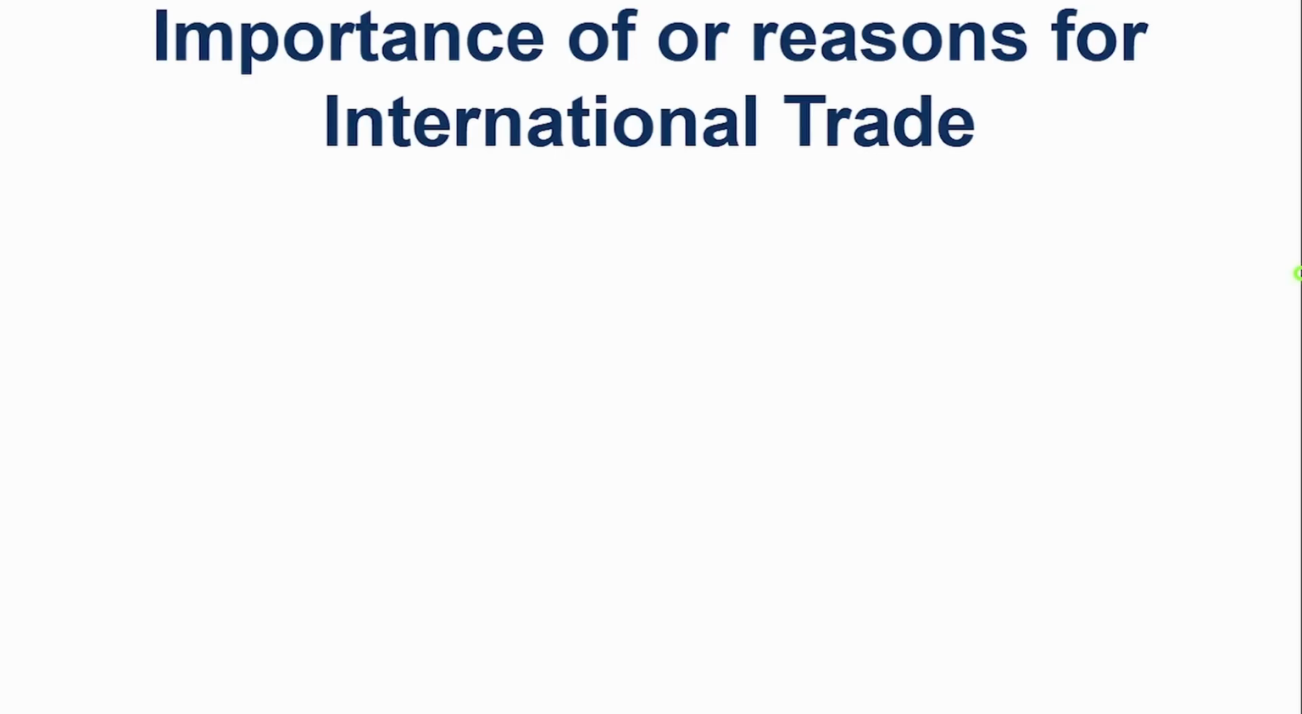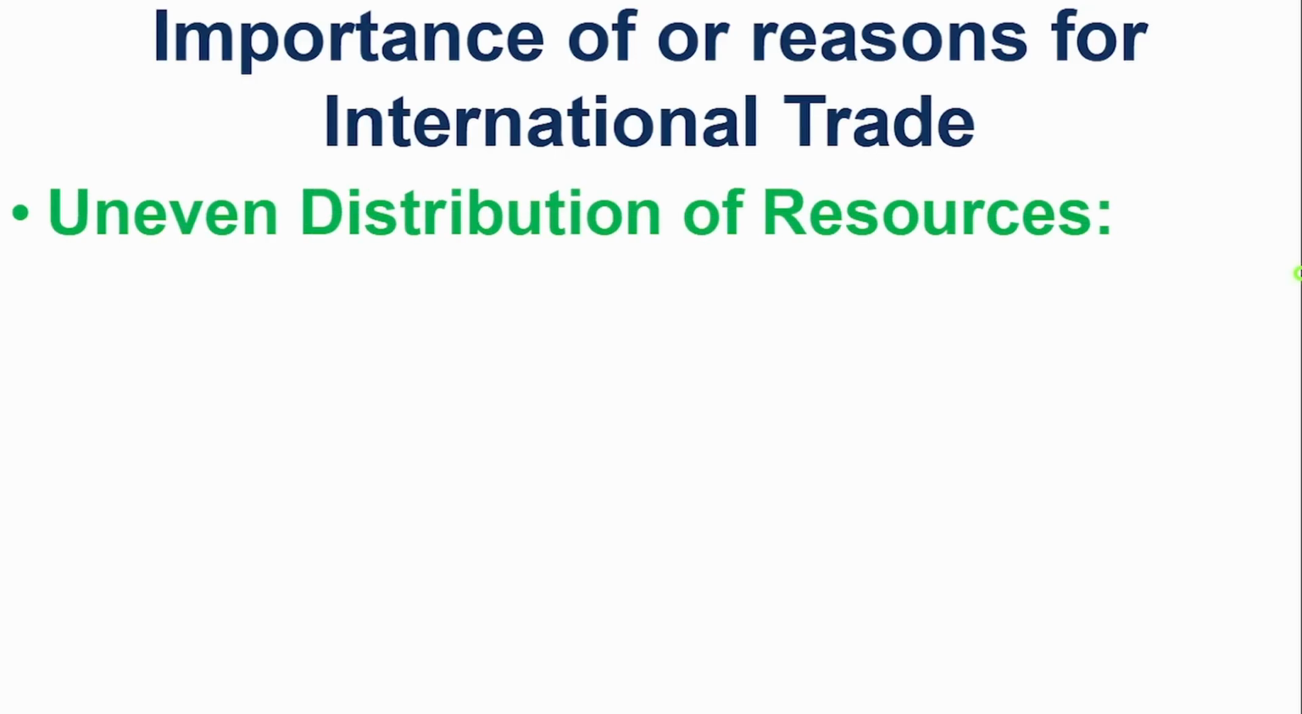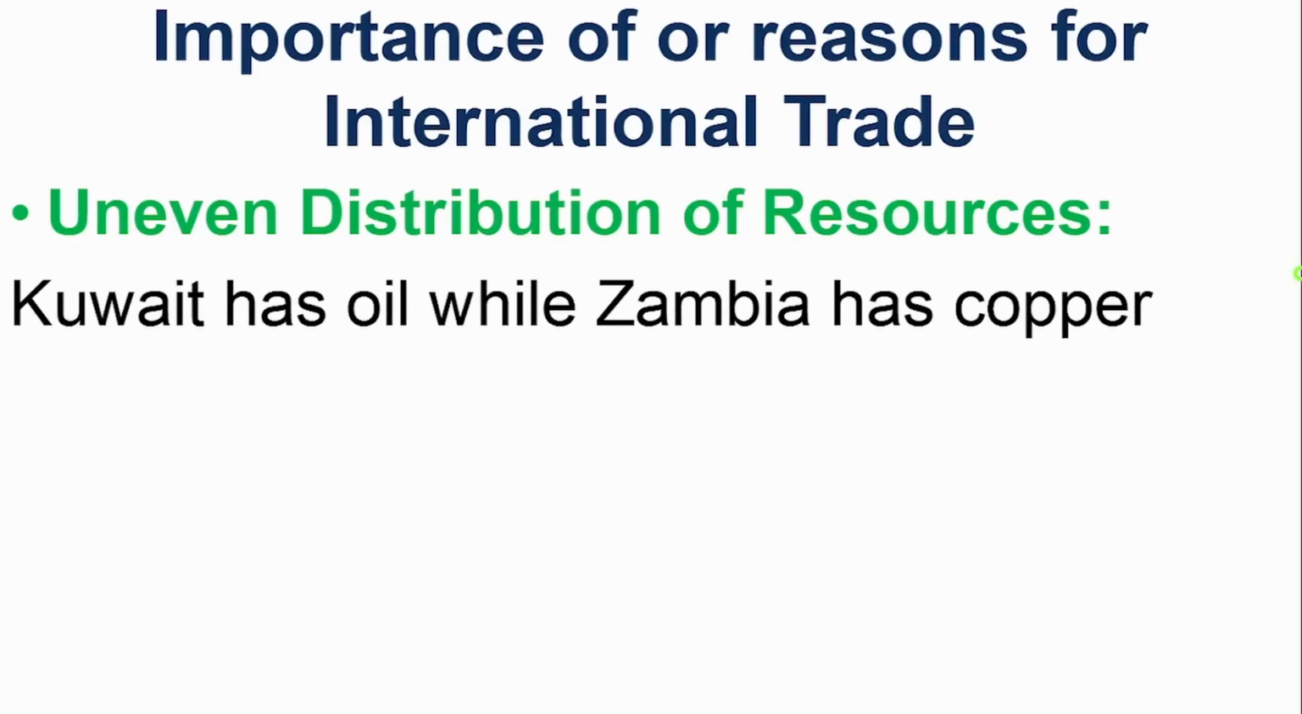Now, there are a number of reasons as to why we engage in international trade. One, uneven distribution of resources. What do I mean? For example, when you look at Zambia, we have copper. We also have a lot of cars on our roads. So how do we get the oil that we don't have? We trade with countries that have got oil, for example Kuwait. We can trade with Russia, Nigeria, Angola or Saudi Arabia. These countries have got oil that we need for the many vehicles that we have on our roads. So we trade with those countries.